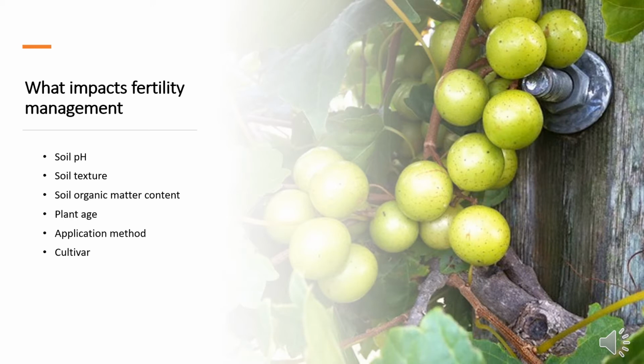Additionally, we might want to keep in mind our application methods. If we are putting out our fertility through the drip in a fertigation situation, that's a really highly efficient method of applying fertilizer, and so we may be able to apply a lower rate than if we're broadcasting our fertility across an entire field, and some of that fertility may be intercepted by the row middle cover or whatever is growing in the row middles, like your grass or any kind of plants there.